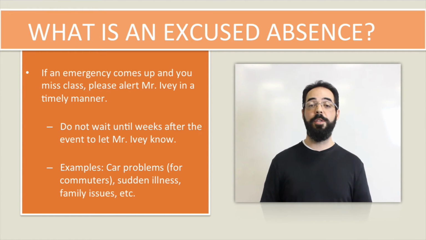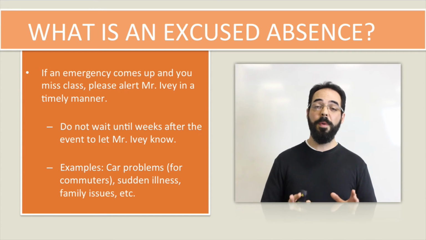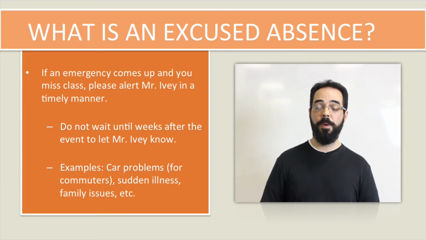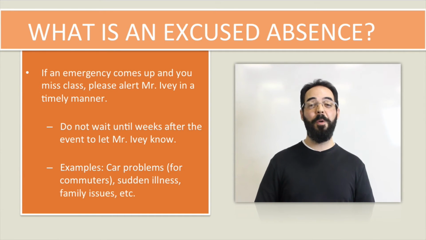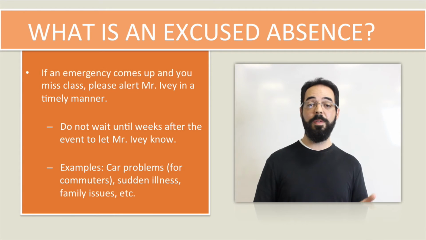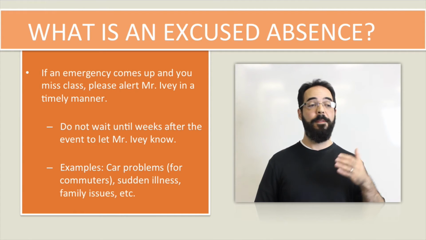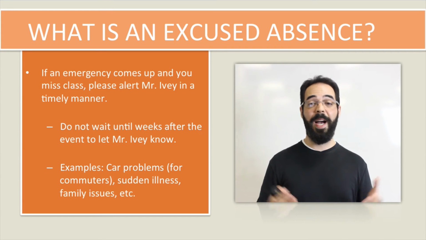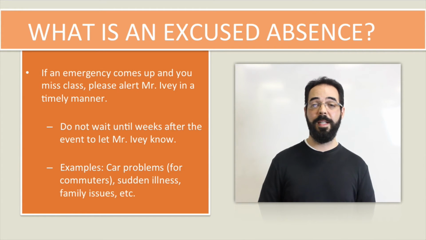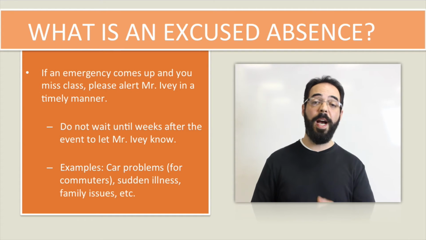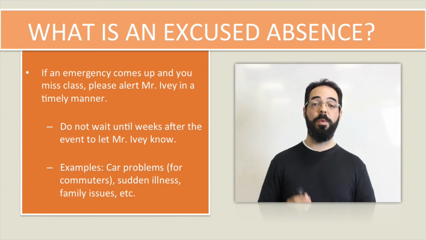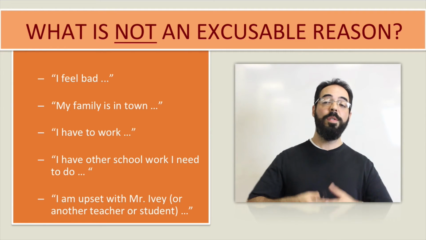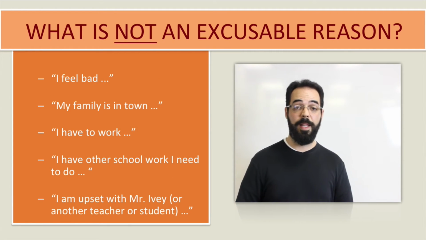Other things like family issues can come up as well. You don't have to be specific about the emergency that came up, but let me know that you're okay. Also, let me know in a timely manner that the reason you missed was for emergency reasons. If you let me know a week later that you were in the hospital, that you had to go to a doctor, that's not an excusable reason for missing class, and I can't accept that. You've got to let me know as soon as possible why you missed and for what reason. So what's not an excusable reason for missing class?